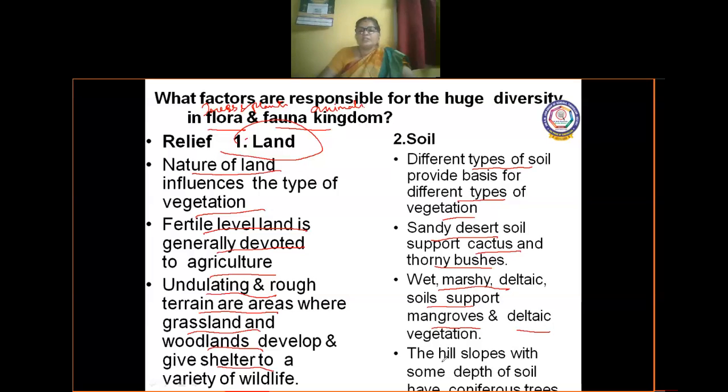And hilly region, hilly slopes. So the land relief and the soil both are interconnected. So the depth of the soil matters for coniferous trees. The hill slopes with some depth of soil will lead to coniferous trees, which have cone-shaped leaves.